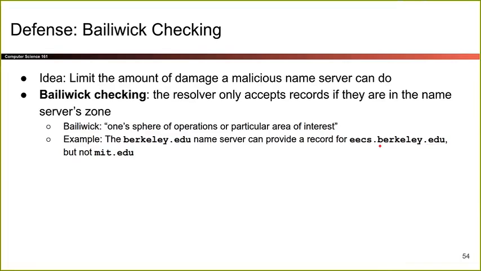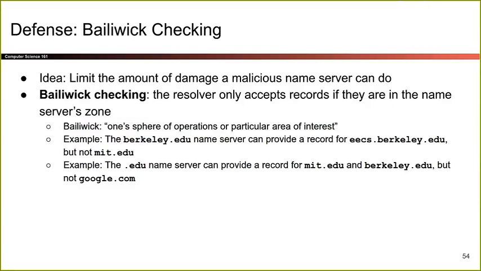But we don't have to let the berkeley.edu name server answer queries for mit.edu. That's not their job. If you ask for mit.edu, you would be going to the MIT name server, not the Berkeley name server. So there's no reason for the resolver to accept any records that Berkeley is providing for MIT. If I wanted an MIT record, I would have gotten it from MIT. So why is Berkeley giving it to me? I don't need to accept it. And this limits the amount of damage that a malicious name server can do.